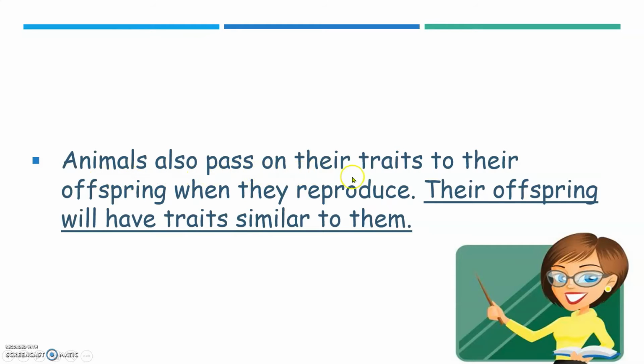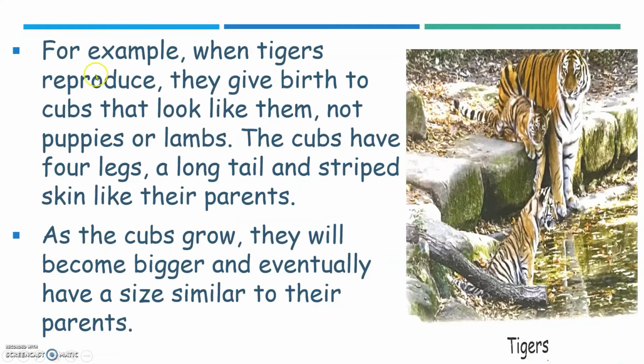Animals also pass on their traits to their offspring when they reproduce. Their offspring will have traits similar to them. For example, when tigers reproduce, they give birth to cubs that look like them, not puppies or lambs. The cubs have 4 legs, a long tail, and striped skin like their parents. As the cubs grow, they will become bigger and eventually have a size similar to their parents.